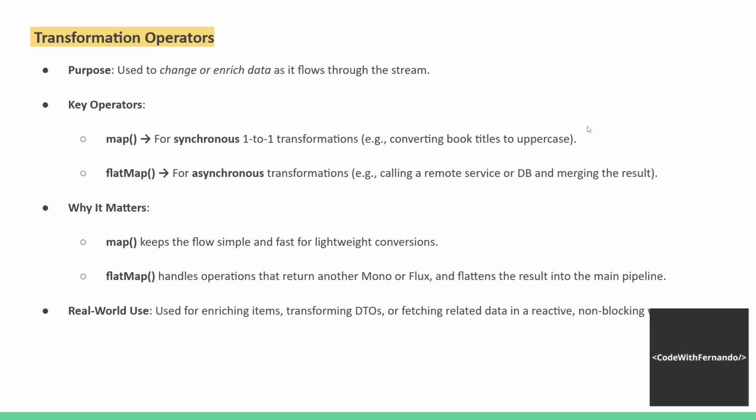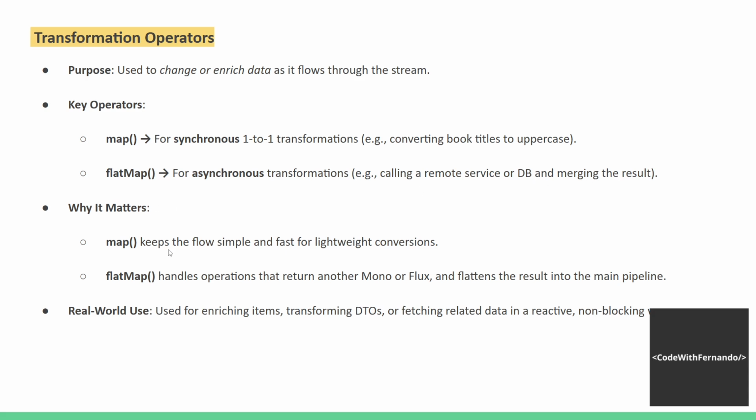Transformation operators. Purpose: we use these operators to change or enrich data as it flows through the stream, okay? So what are those operators? Map, for synchronous one-to-one transformations, for example, converting book titles to uppercase, or flatMap for asynchronous transformations, for example, calling a remote service or a database or merging that result.